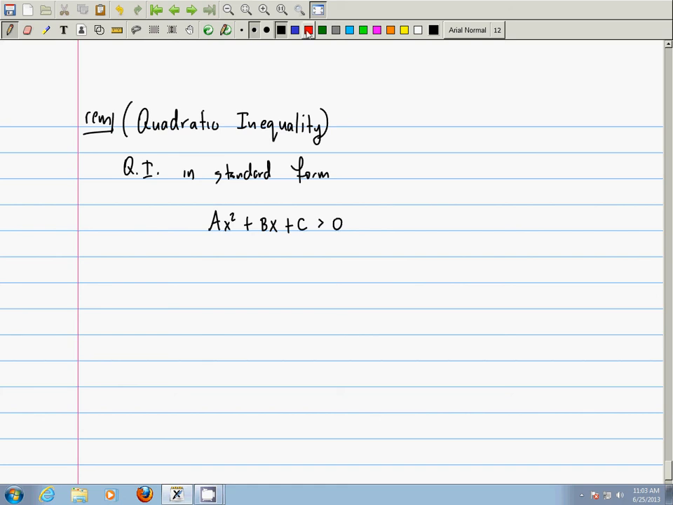Right, this greater than could be less than, it could be greater than or equal to, it could be less than or equal to. Right, one of those four things. But it's in standard form because the right-hand side is 0. So it's quadratic, and then an inequality symbol, greater than or equal to, less than or equal to, 0. Okay, so it's in standard form.